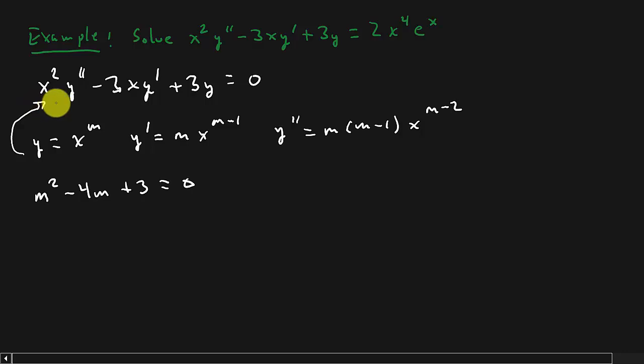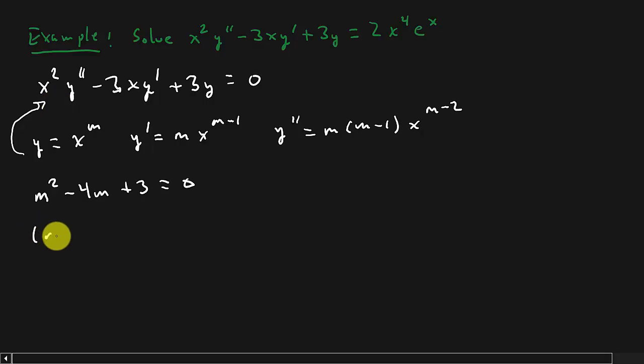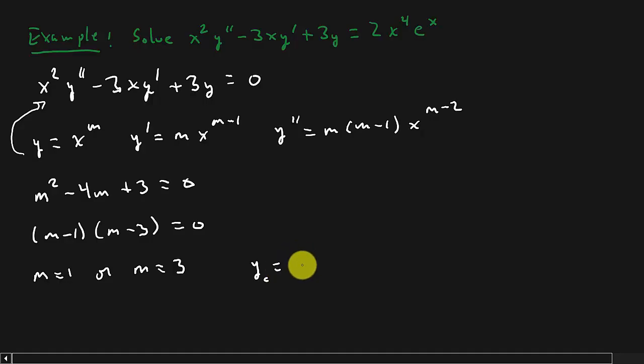We've done it, what, four times before this. You should know how to do this. All right, so that's going to give us m minus 1 times m minus 3 equals 0. So m equals 1 or m equals 3. All right, and so that's going to give me yc is equal to c1 x plus c2 x cubed. That's my complementary solution.